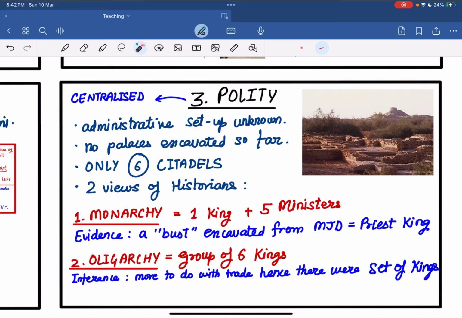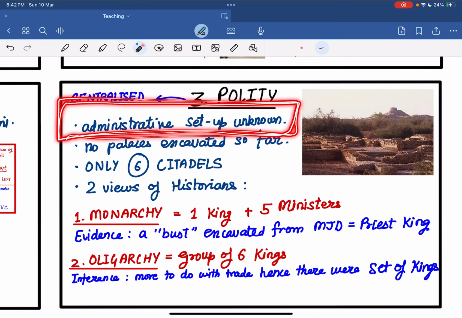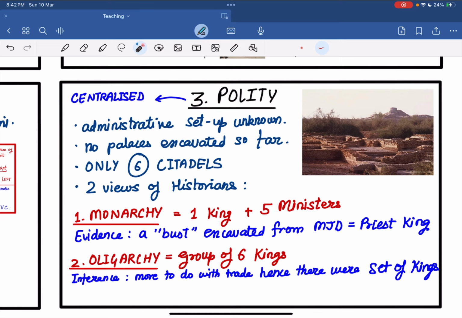So, when we talk about polity, this is the most important statement. Very, very important statement of this section. The administrative setup is not known to us. It's unknown to us, and which is why the historians mostly extrapolate in this section. No palaces have been excavated so far. Only 6 citadels have been excavated. The upper town might have been an administrative unit. See, we're using the term might.